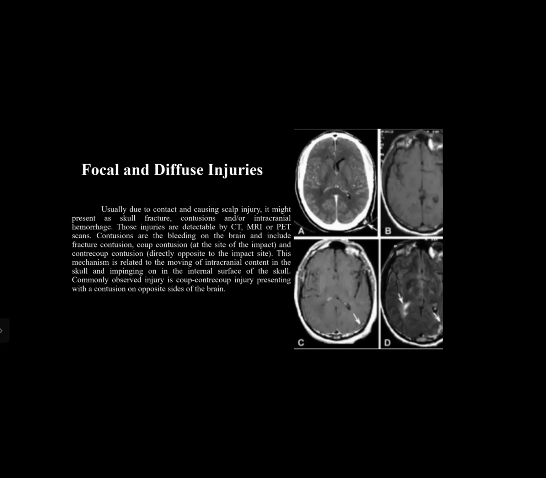This mechanism is related to the moving of the intracranial content in the skull and impacting on the intracranial surfaces of the skull. Commonly observed injuries of coup injuries are presenting in the contusion of the opposite side of the brain. So it's like a moving of the brain from its original state to hitting the other side of the skull. All right, continuing.